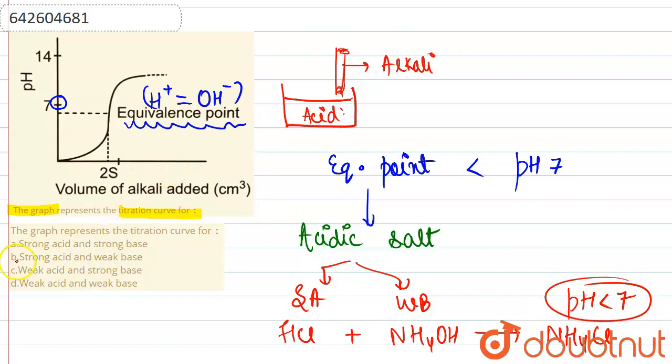So we can say that option number B, that is saying strong acid and a weak base, would be the correct answer. Okay, thank you.